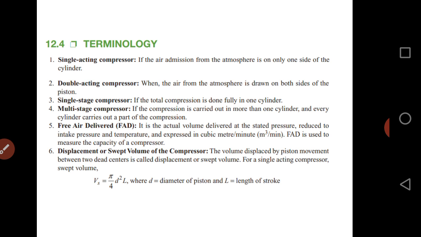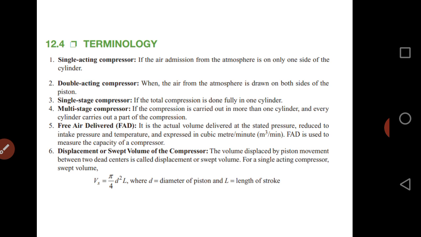Then what is the compressor capacity? Compressor capacity is the volume of air delivered by the compressor. Whatever volume of air is delivered by the compressor, we call it the compressor capacity. Now there is one more parameter, that is the FAD, free air delivered. It is related somewhat to the compressor capacity, but if the compressor capacity is reduced to the intake normal temperature and pressure, then we call it free air delivered.